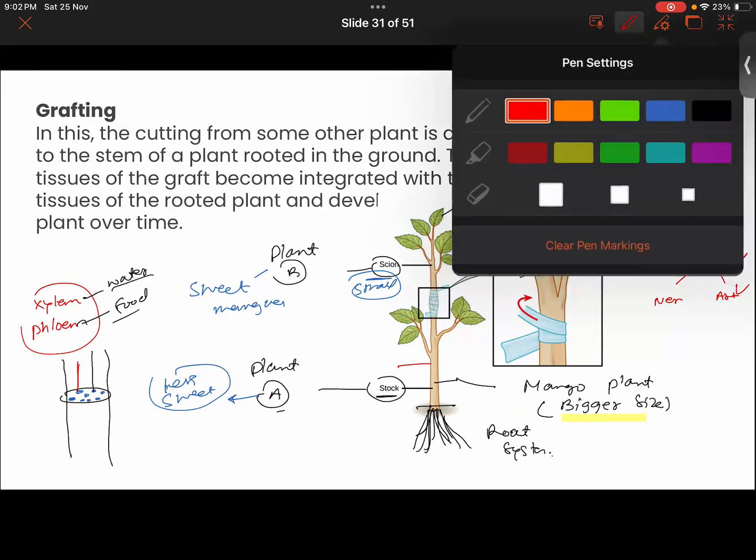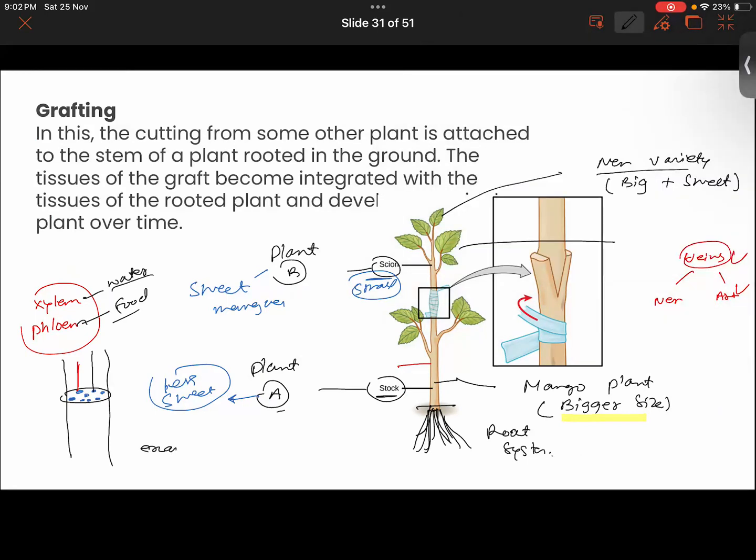What are some of the examples, by the way, in which grafting is done? Mango, lemon, guava, and I guess some of the rose plants, etc.